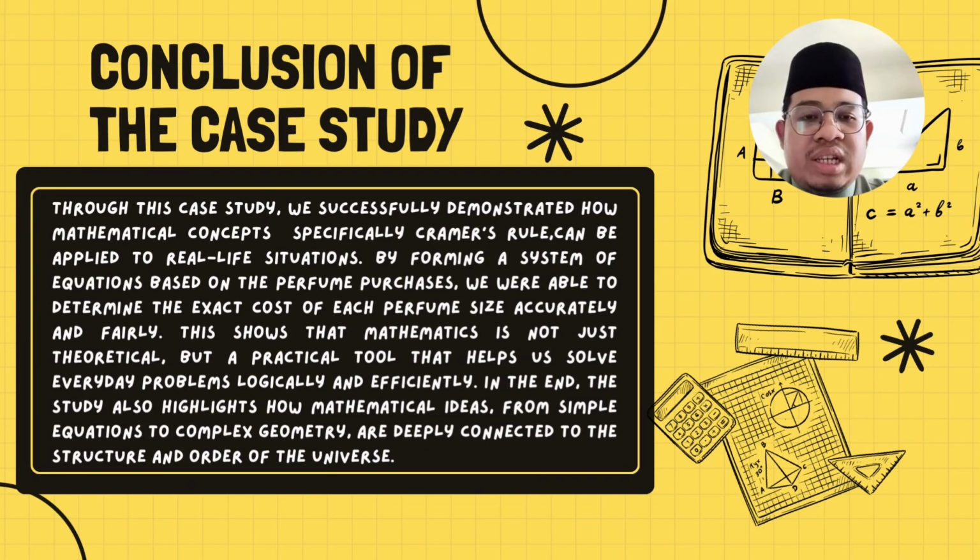So, to conclude our case study, we have successfully shown how a mathematical method like Cramer's rule can be applied in a real-life situation. From the start, we only had the total amount each person paid, but we didn't know the individual price of the perfume. By forming a system of equations and solving it using Cramer's rule, we managed to determine the exact cost for each perfume size. Then, to make sure our answers were accurate, we substituted the values back into the original purchase, and all the totals matched perfectly. This confirms that our calculation and method were correct.